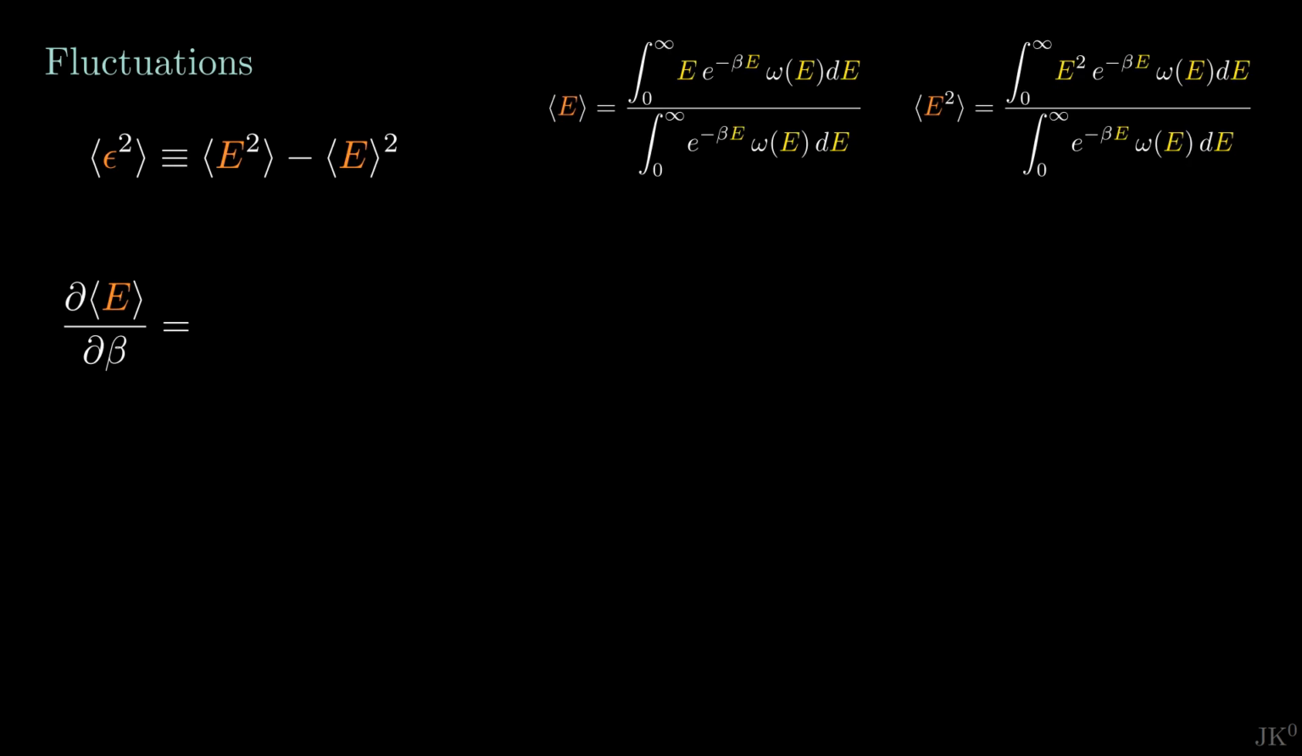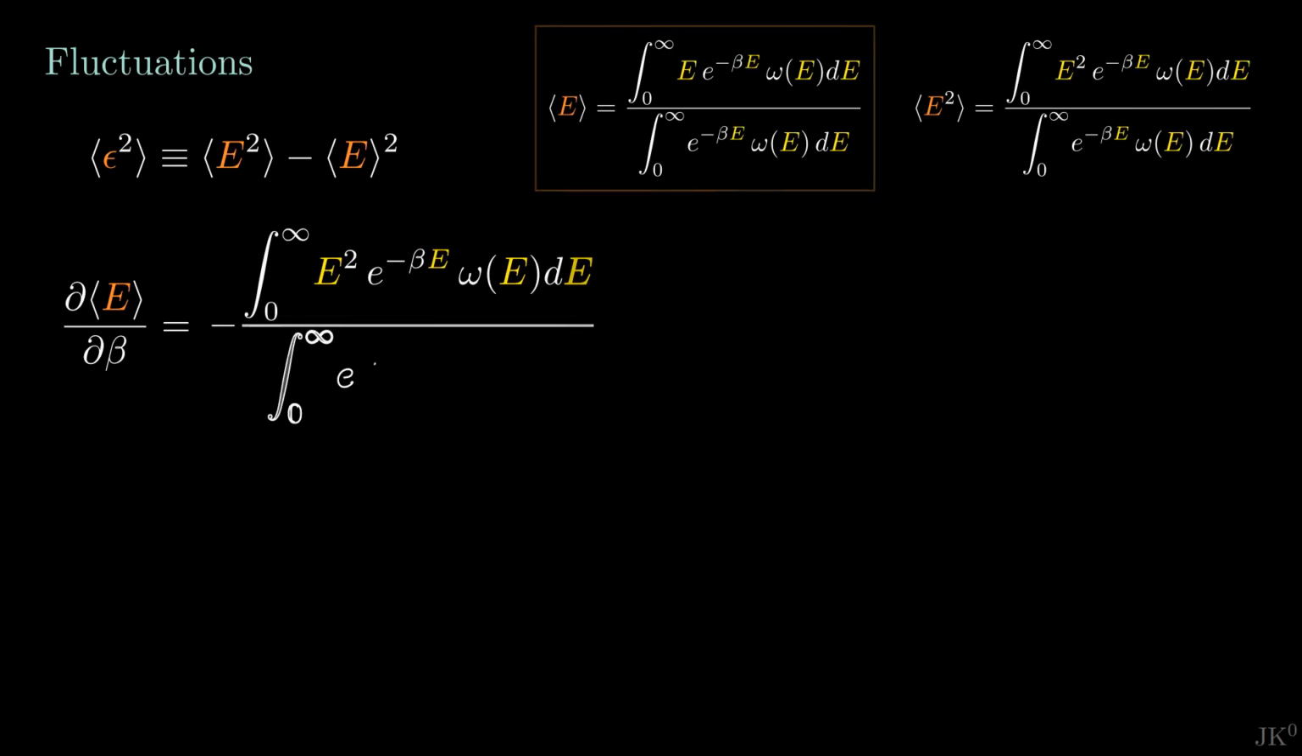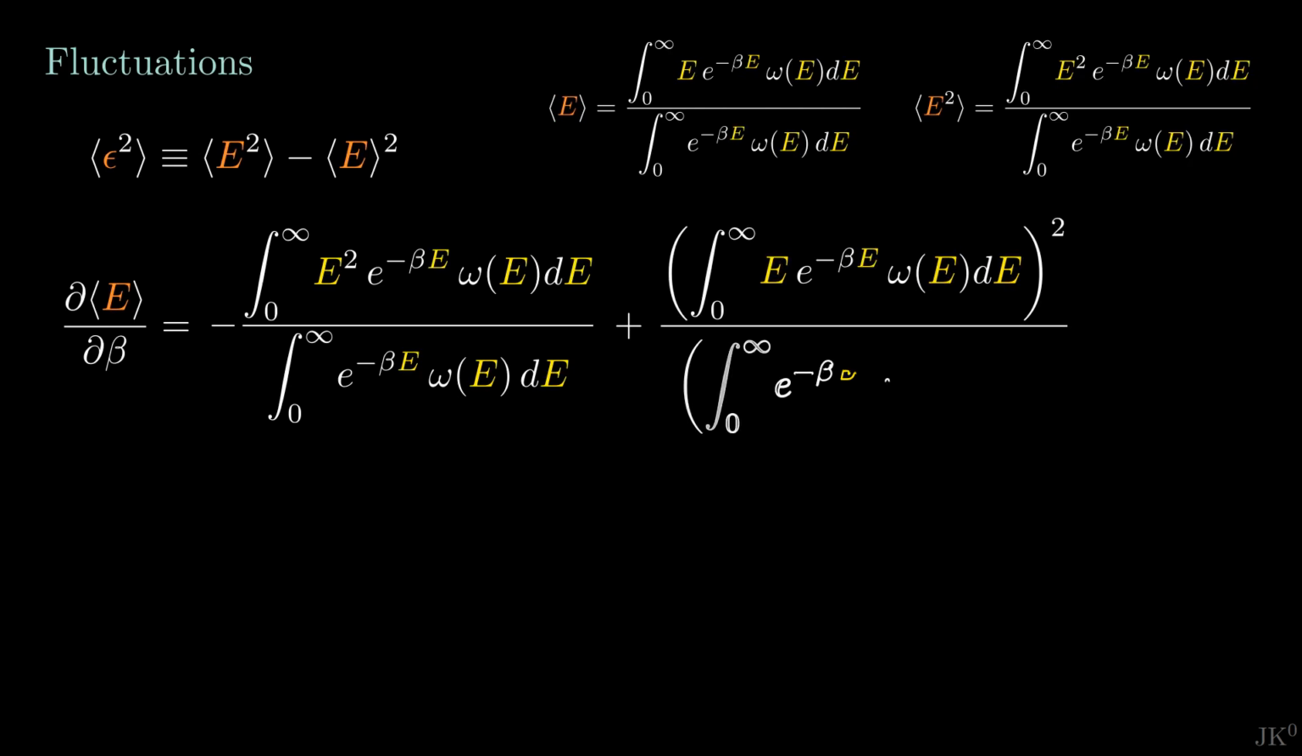Here is the trick. Let us calculate the derivative of the average energy with respect to beta. Using the definition above, we find that beta appears in the numerator and denominator. So following the rules of the derivative, we get two terms.